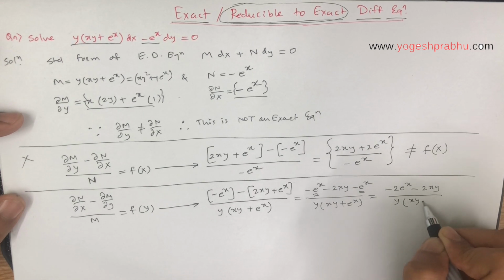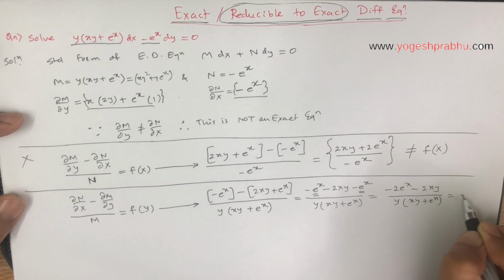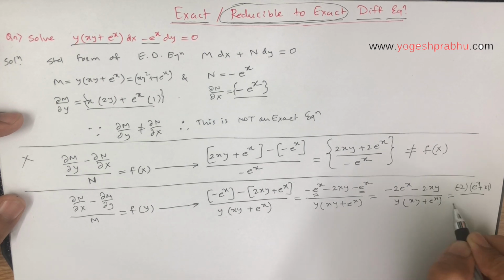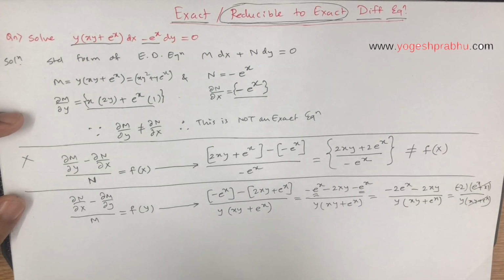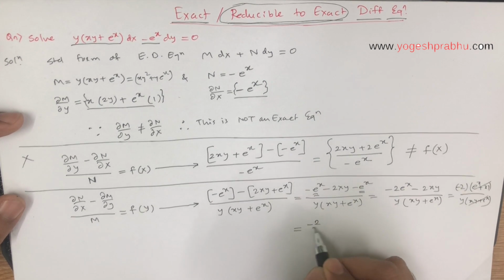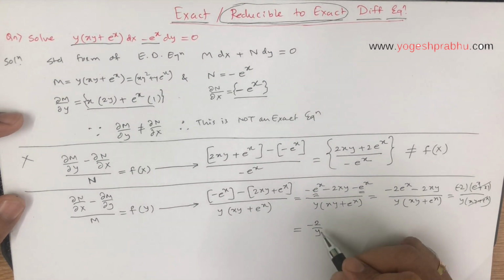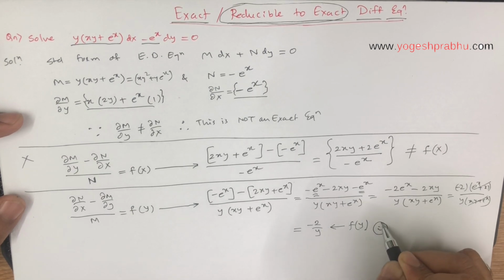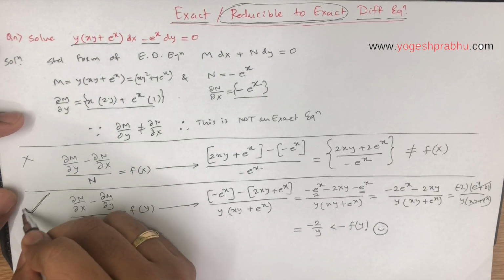So y(xy + e to the x), and I believe you can take minus 2 common from the numerator and you get e to the x plus xy, and that's the same thing you have in the denominator. So y(xy + e to the x). These two brackets will cancel out, and after solving this, the answer we got is minus 2 divided by y. When you see minus 2 divided by y, please observe that this is purely a function of y, and that's a good thing because our second try has worked. This has definitely worked.